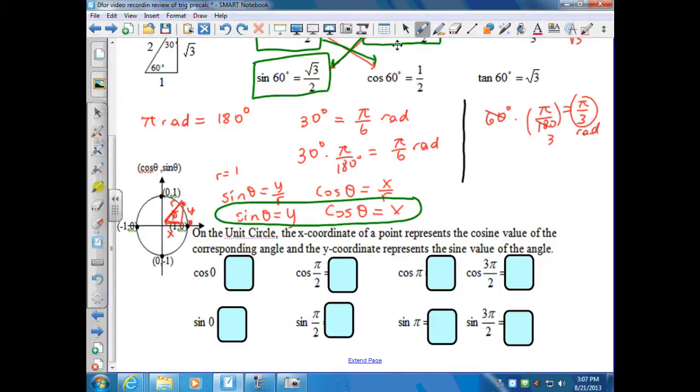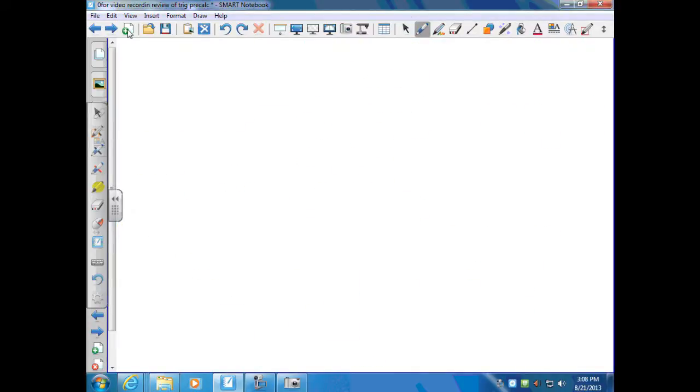So for instance, at 0 degrees, if you just write the coordinates at 0 degrees, right there you have the x-coordinate is 1, y-coordinate is 0. So cosine will always be the x-coordinate. And I'm going to get a clean sheet of paper here.